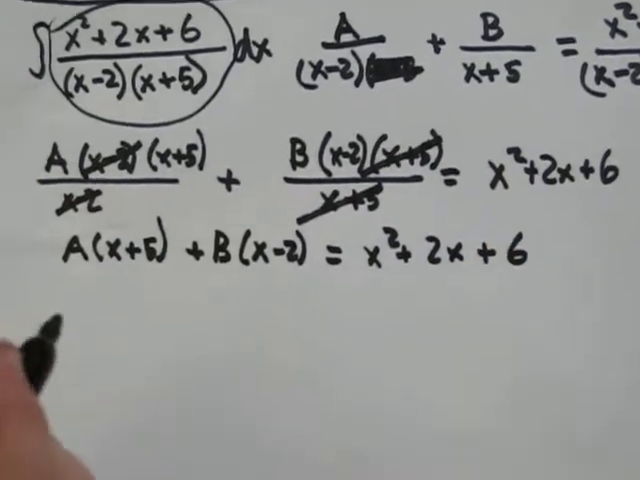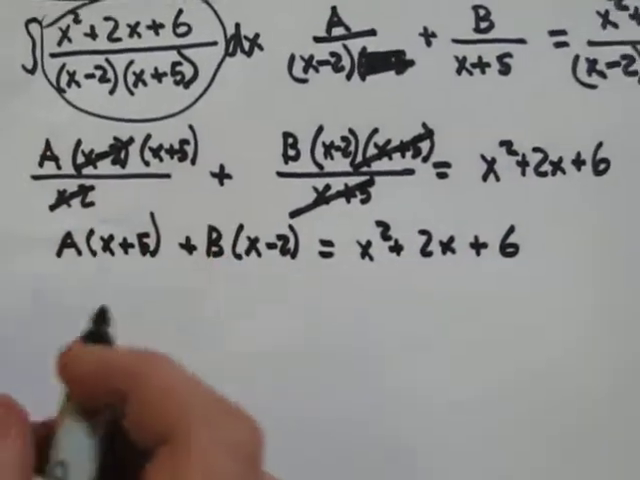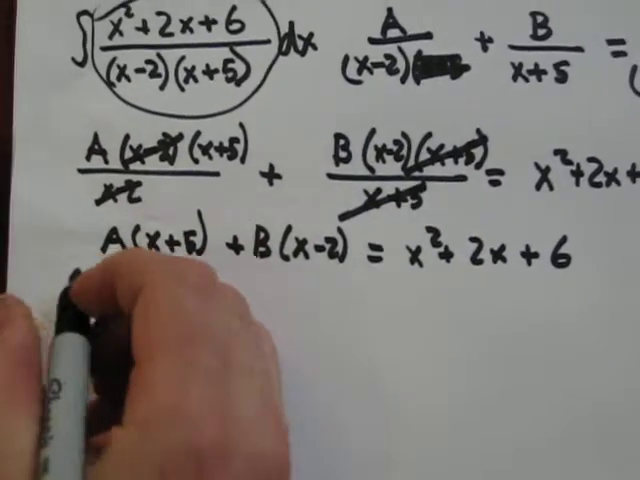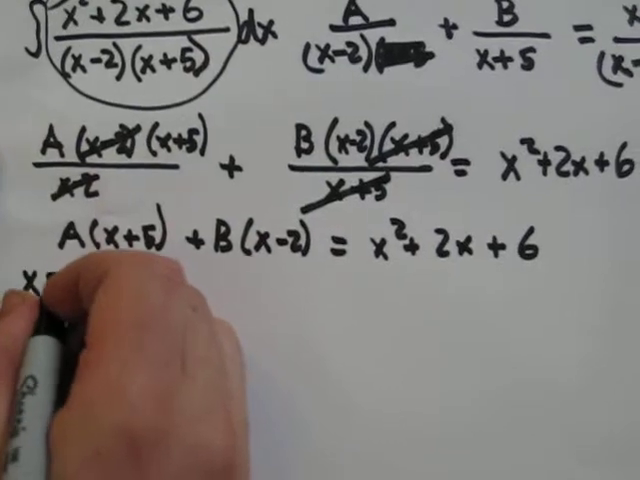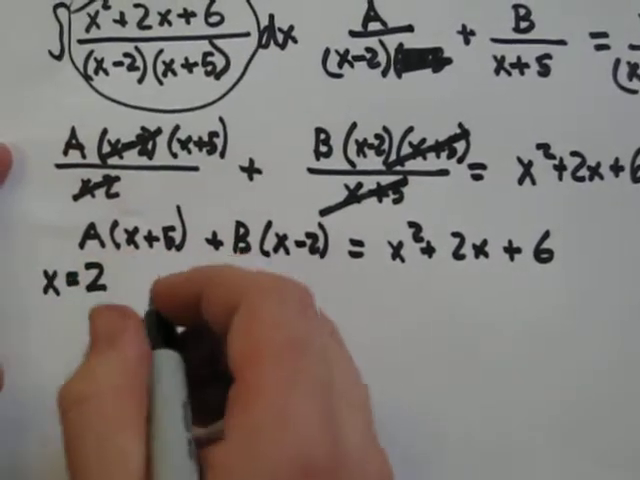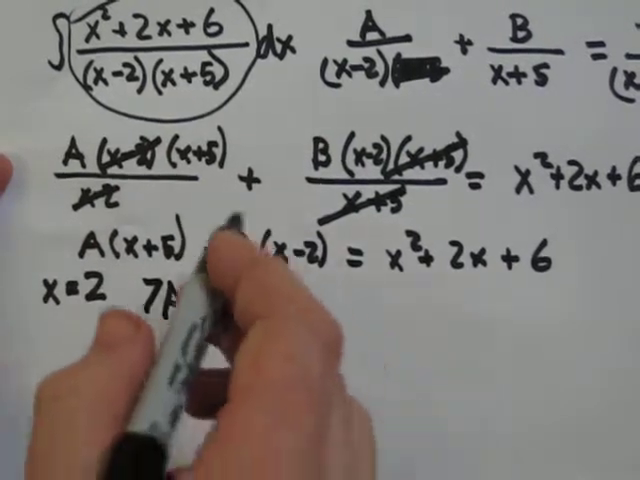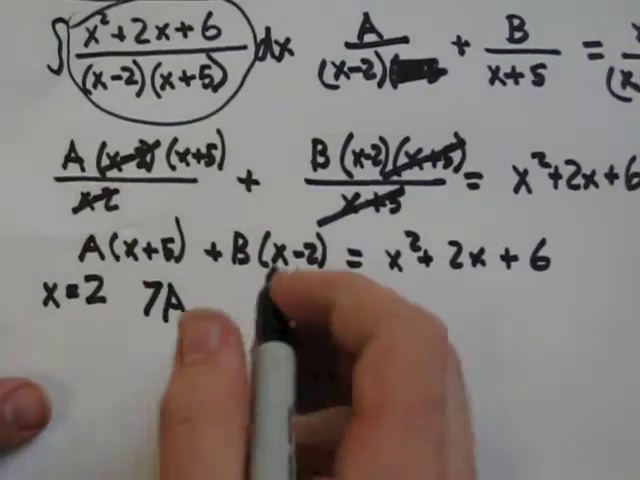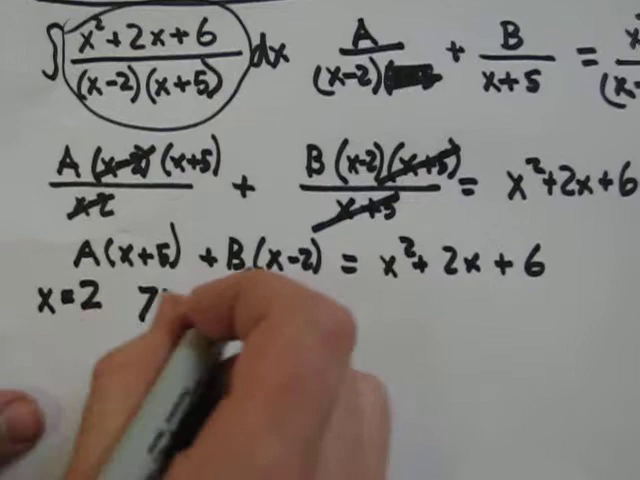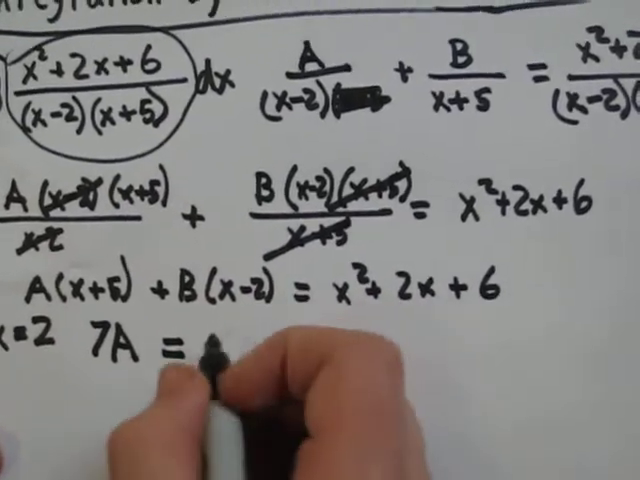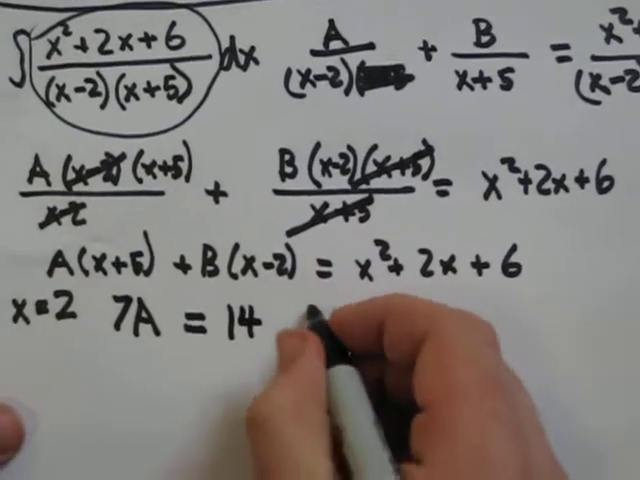Now there's an easy way to solve for A and B, and that is to simply plug in values for x that will eliminate one of the variables. So first plug in 2 for x, then we get 7A, because of 2 plus 5. Now the B is gone because it's 0B. We plug in the 2 for x on the other side as well. We get 4 plus 4 plus 6 is 14. Therefore A equals 2.